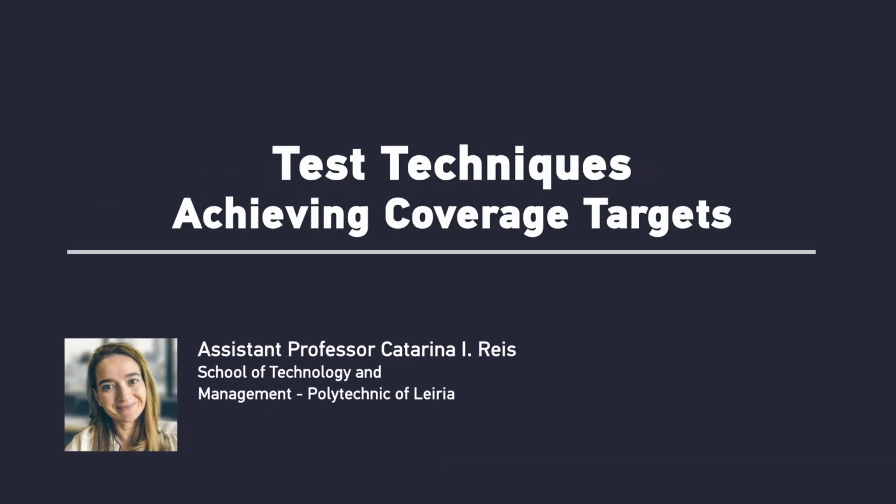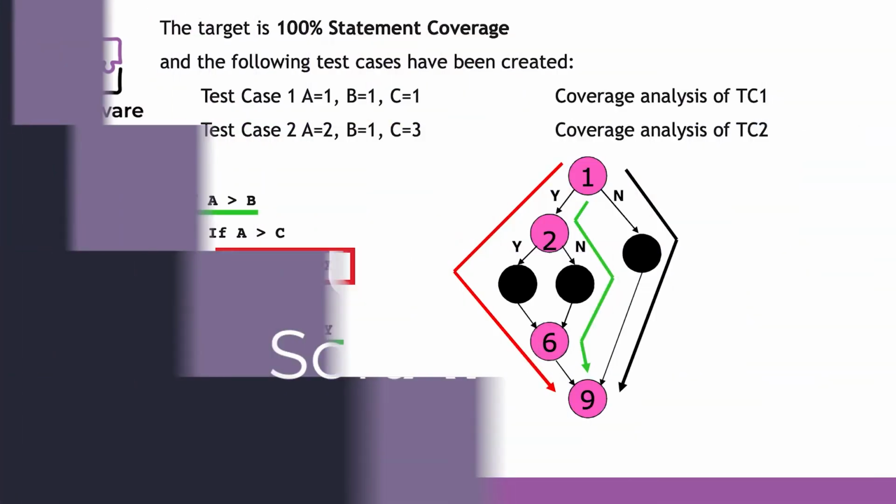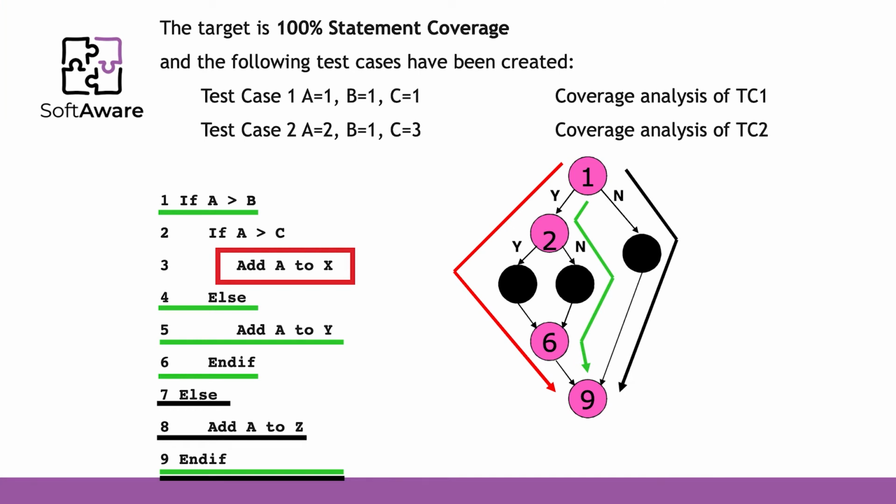Let's consider that you are trying to achieve coverage targets. For instance, in this example, we have a target of 100% statement coverage. Regarding the code that we have already seen in previous examples, if we look at the test cases that were already defined, for the first test case, A is not greater than B. So A equals 1, B equals 1.